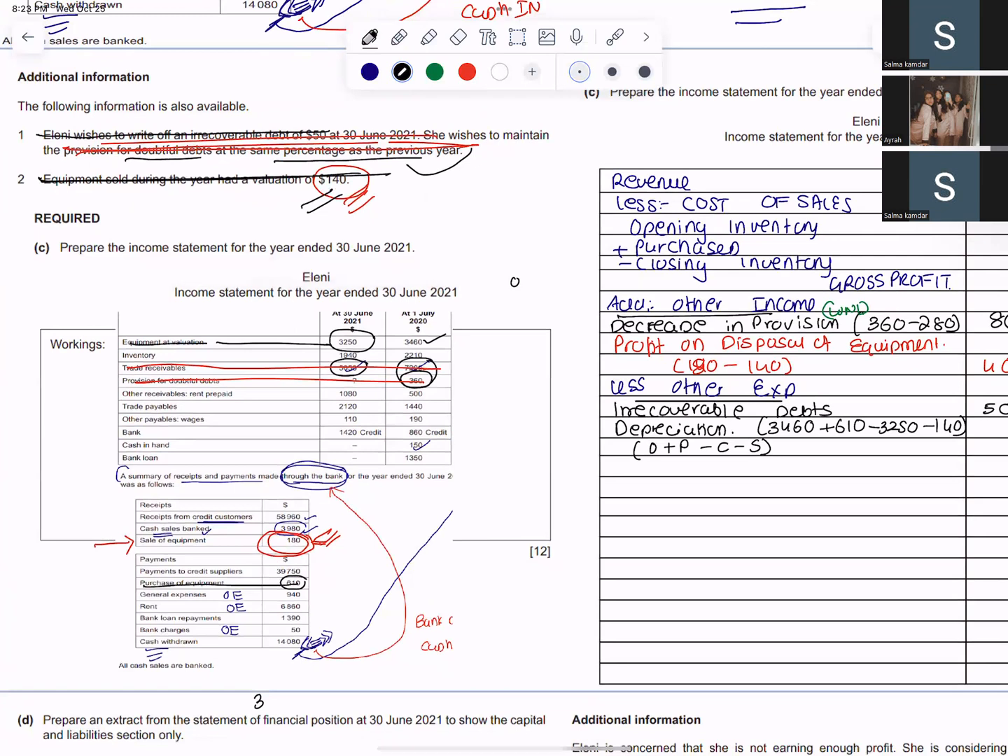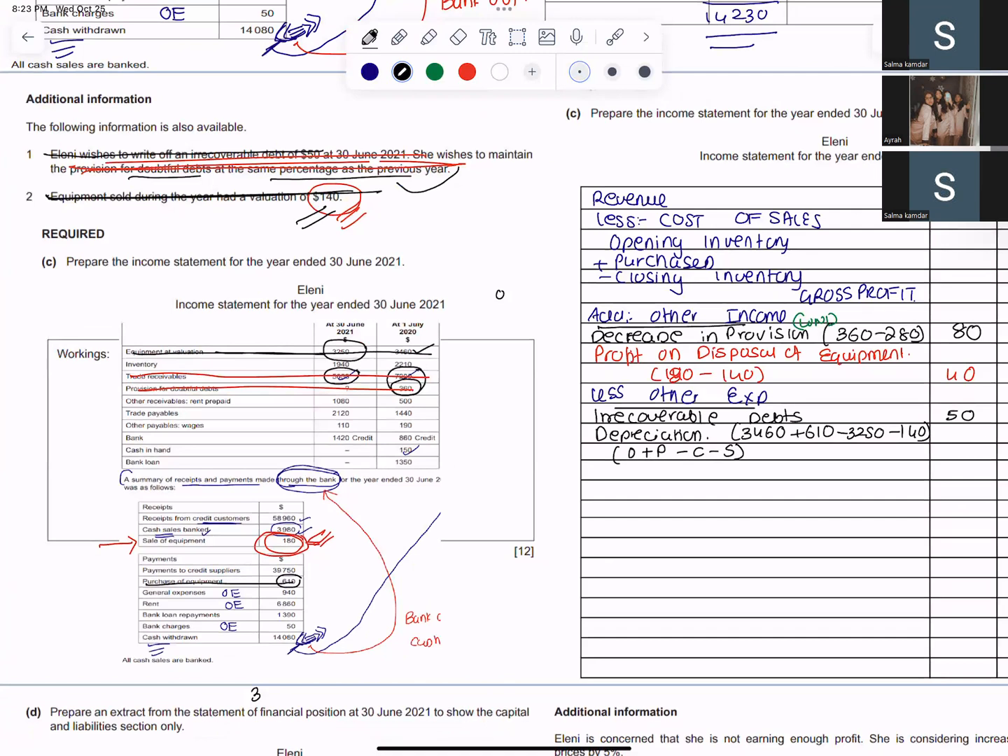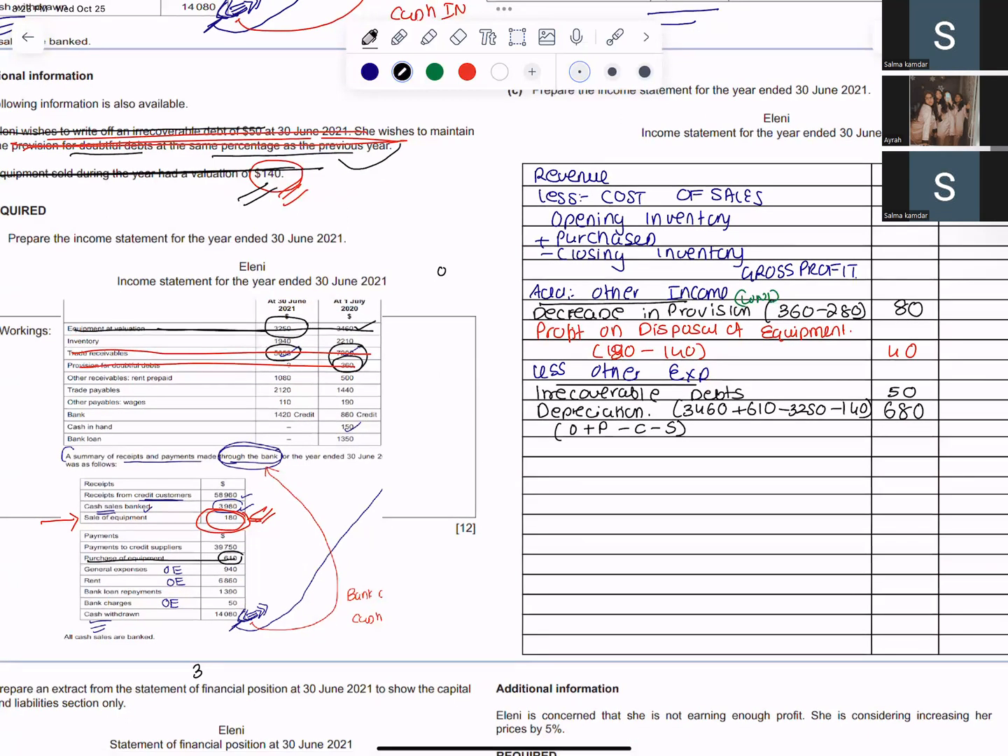So equipment is also over then. So what is the depreciation on equipment? 680. So whatever is done, I'm striking it off. Sale of equipment is done. Purchase of equipment is done. Now opening inventory and closing inventory. So this will also be done.